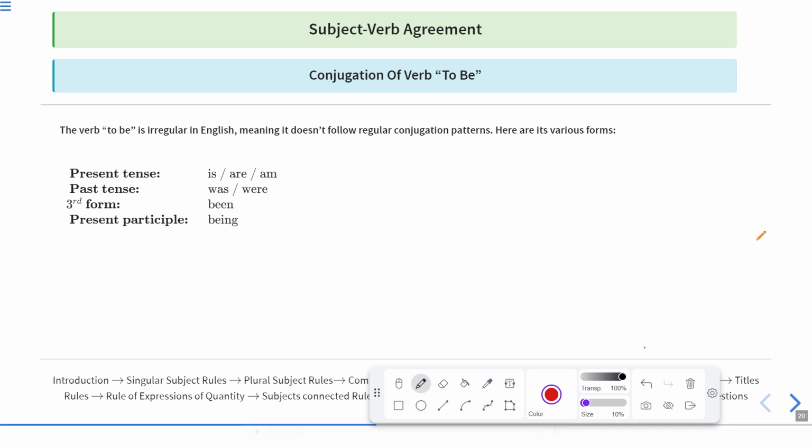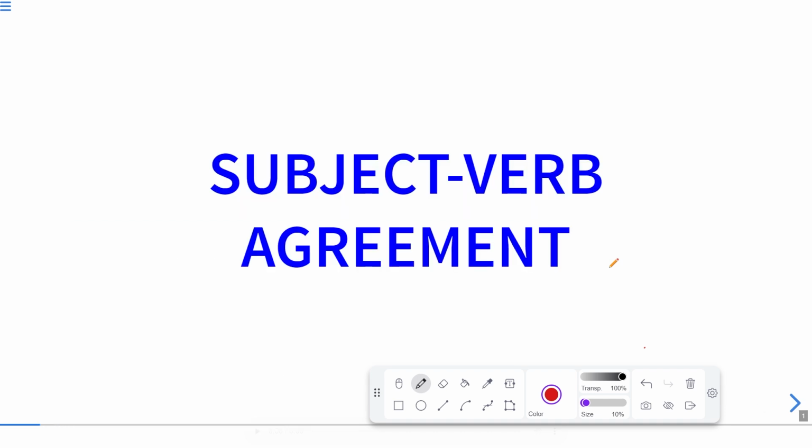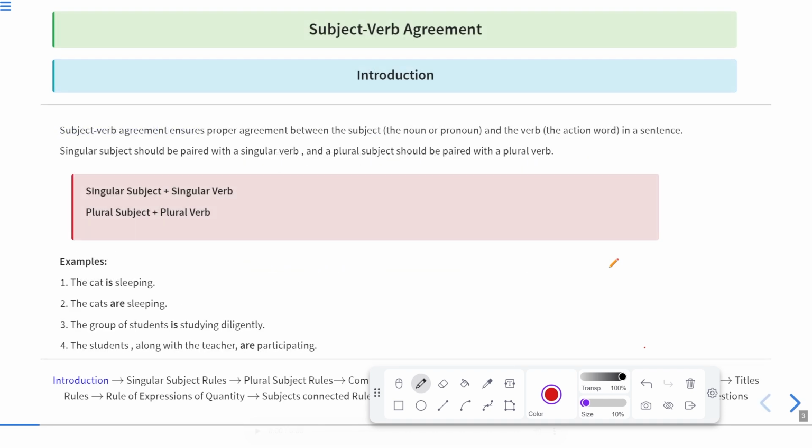Okay, now I hope you have understood the entire concept of subject-verb agreement rules. Now here we'll discuss the conjugation of the verb "to be". Till here we have already learned all the rules of subject-verb agreement. Now we'll revise them once again, and then the conjugation of "be" we will discuss in the next part. Okay, so let us see all the rules of subject-verb agreement once again.